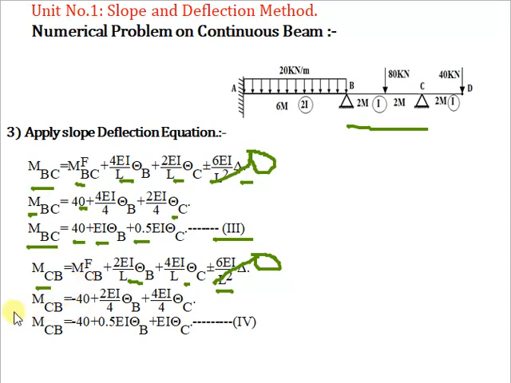Now put the values. MCB is equal to minus 40 plus 2 EI by 4, the span is 4, into theta B plus 4 EI by 4 into theta C. So we have MCB is equal to minus 40 plus 0.5 EI theta B plus EI theta C. So this one is equation number 4. So we have two equations for the span BC. So these four are the slope deflection equations: two for span AB and two for the span BC.